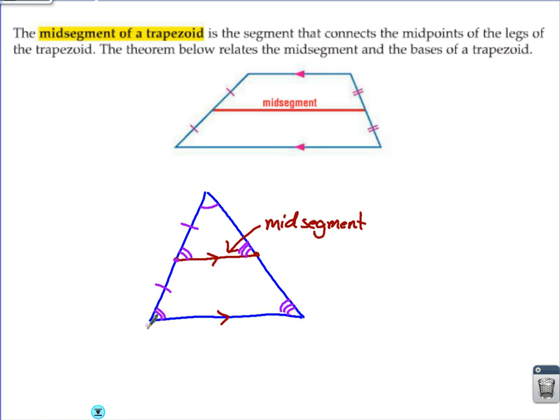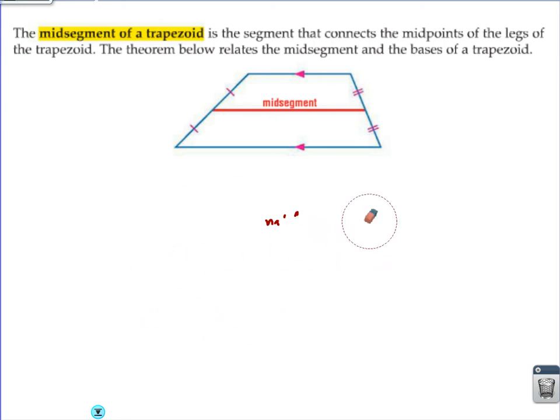So what's true about a mid-segment's length? It's always what of the base? It's always parallel, but not only is it parallel, but it's always, think about that ratio. What if this down here is 10? What's this going to be? 5. A mid-segment is always half. In a triangle, the mid-segment was always half of that third side. Well, what about the mid-segment of a trapezoid?